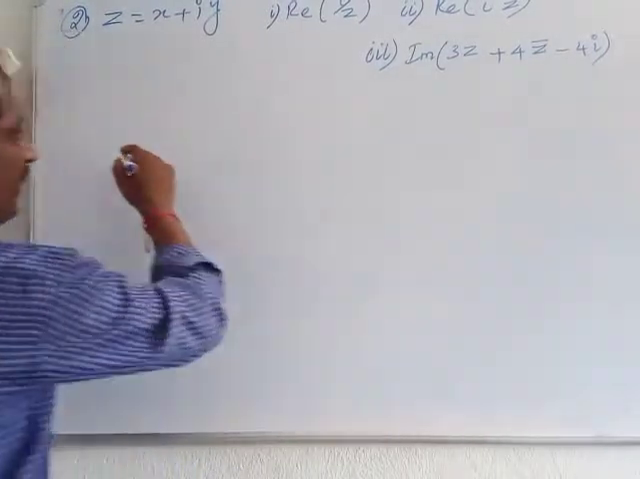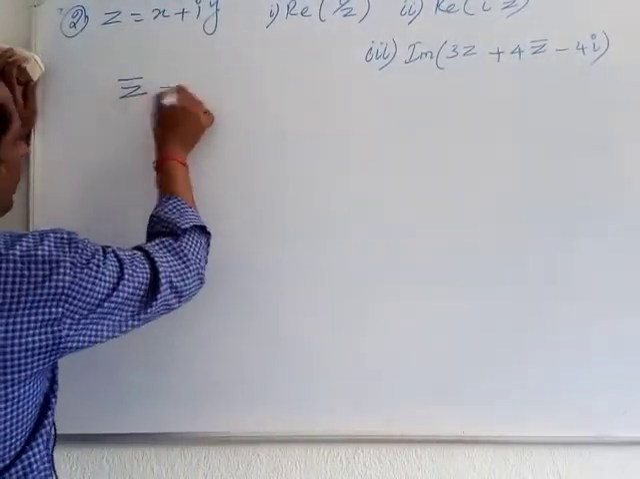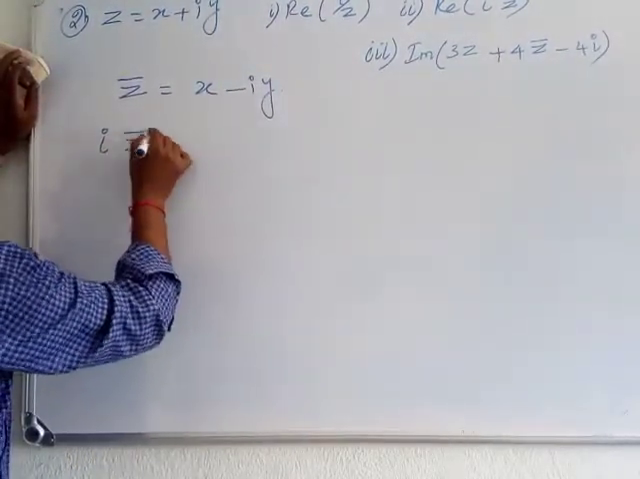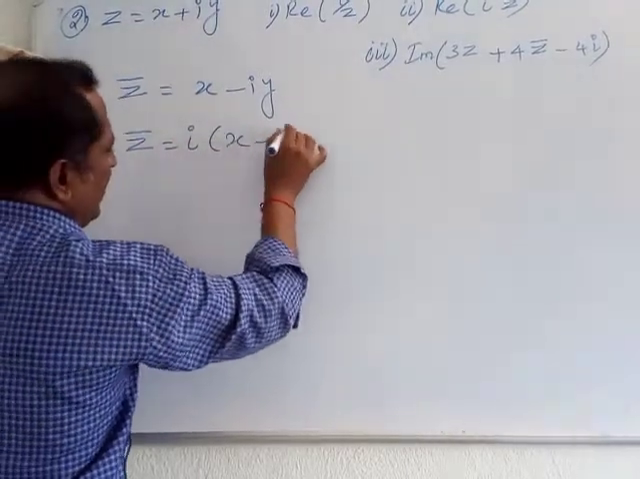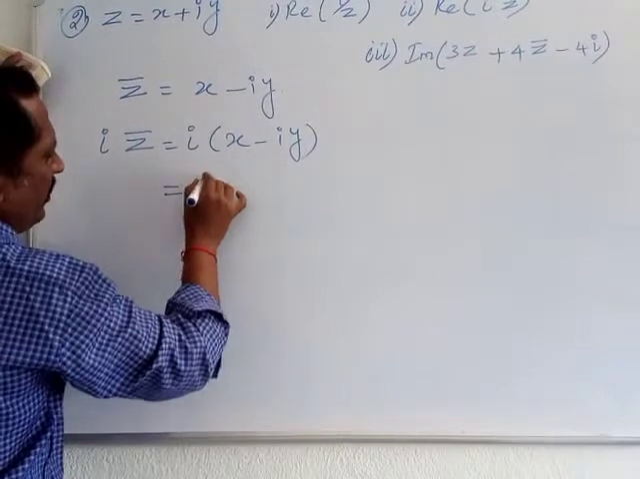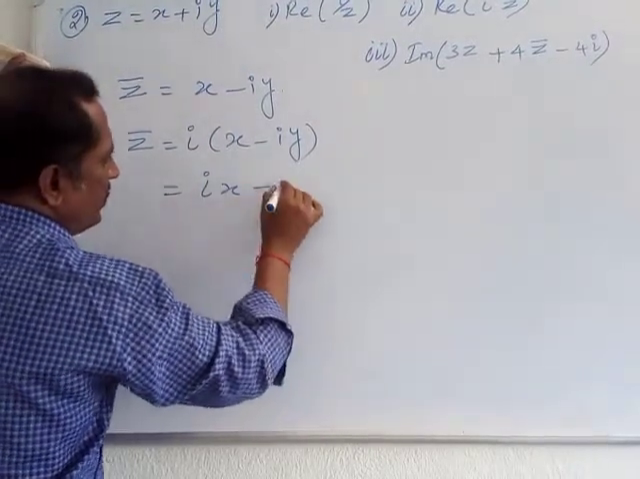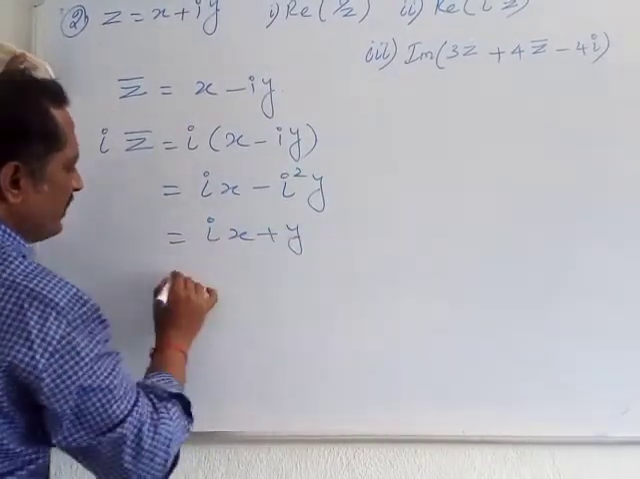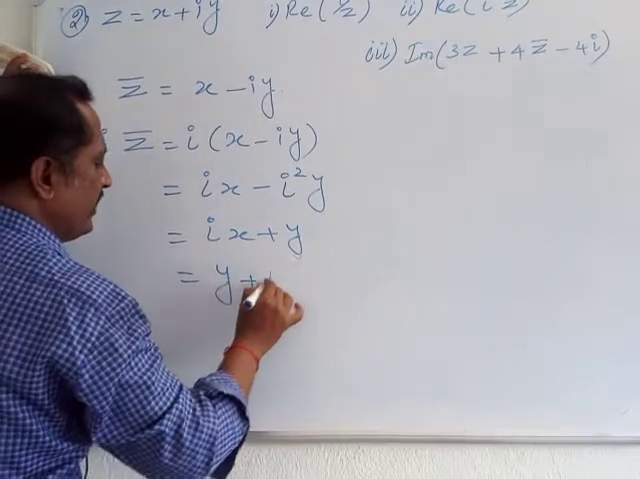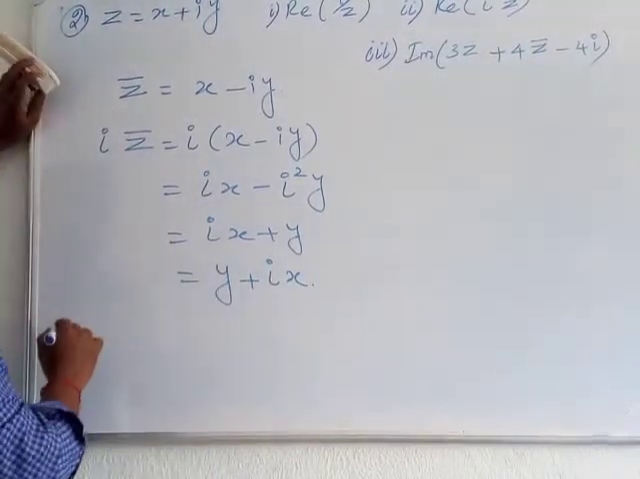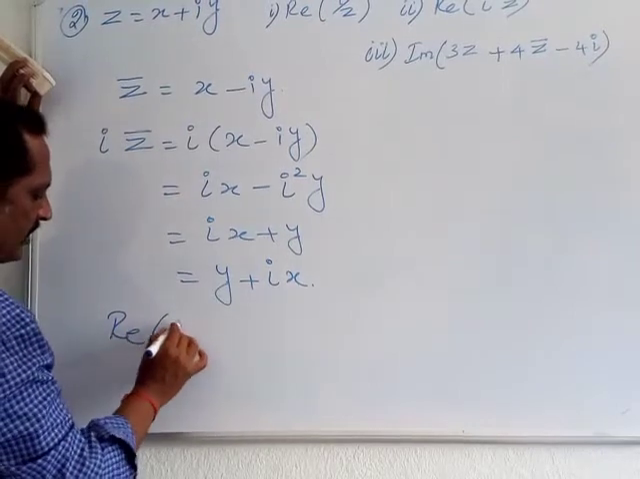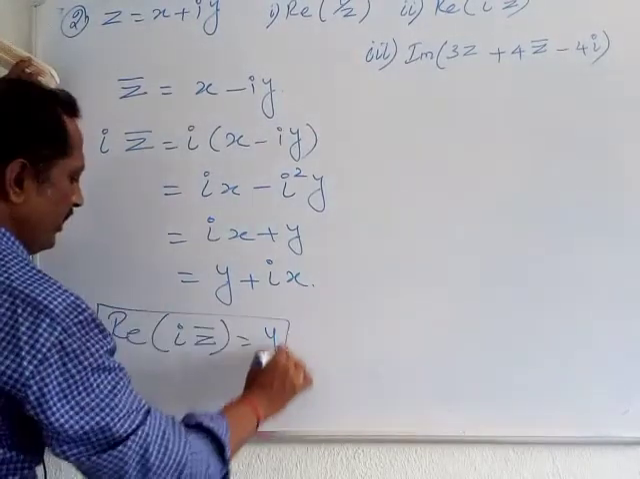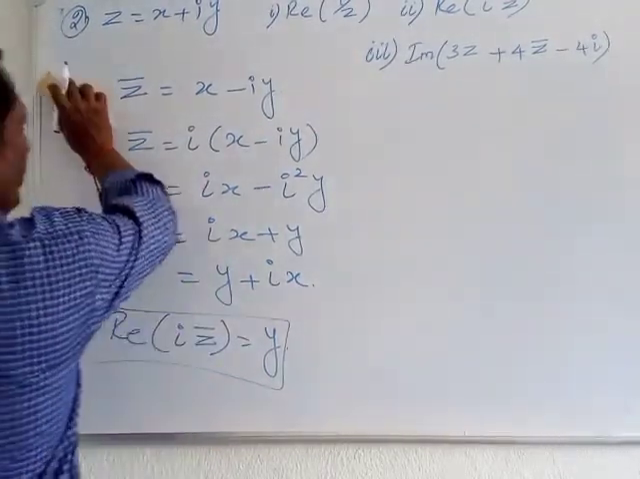Next, the second value, the real part of i into z bar. What is z bar? z bar is equal to x minus iy. What is i into z bar? So i into (x minus iy), which is equal to ix minus i squared y, which is equal to ix plus y. This implies y is the real part and x is the imaginary part. This is i z bar. The asked question is the real part of i z bar. The real part is y.